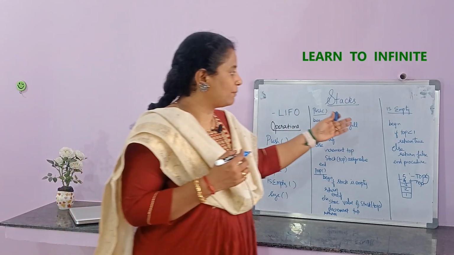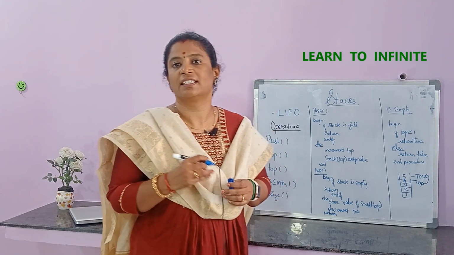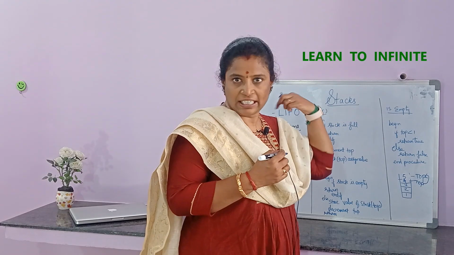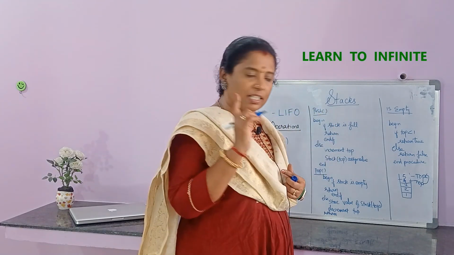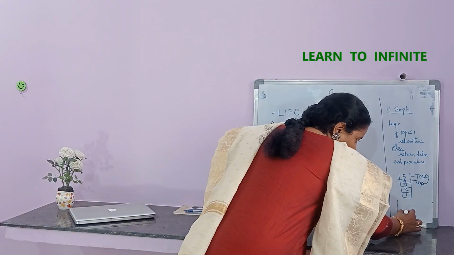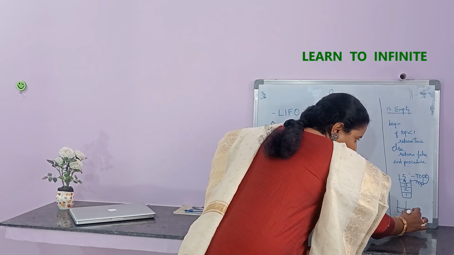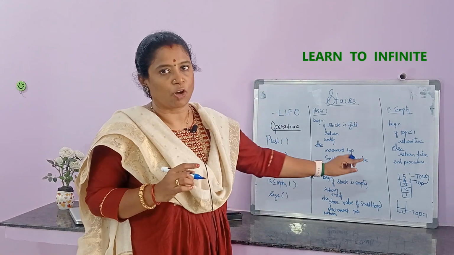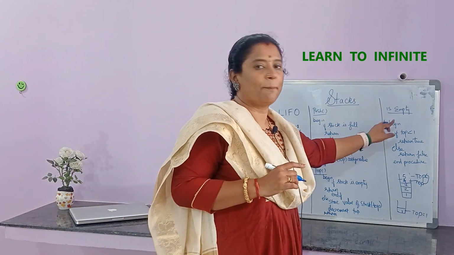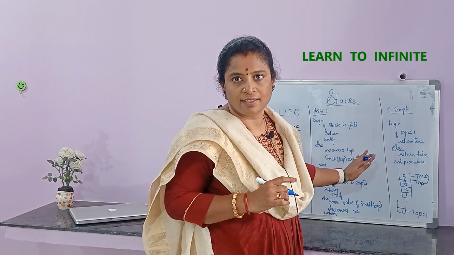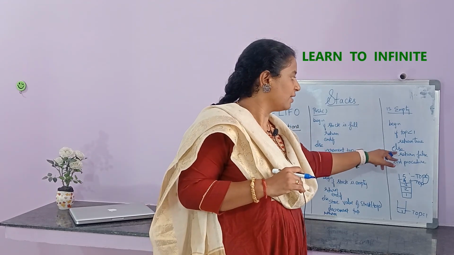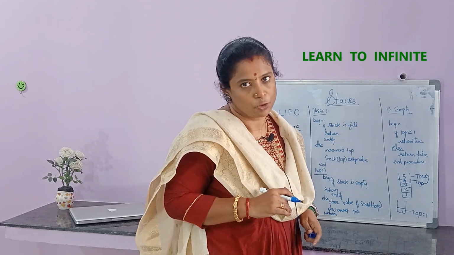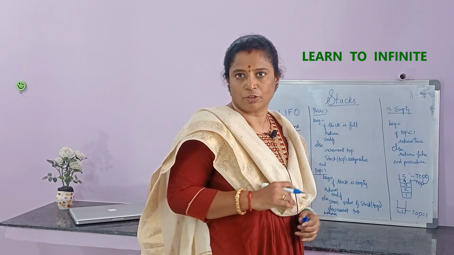And next is empty. You have to check whether the stack is empty or not. If top is less than 1, initially top will be equal to 0. If there is one element in the stack, say for example this is a stack, if you have one element in the stack, the top will be equal to 1. If there is at least one element in the stack, top will be equal to 1. If the top is less than 1, definitely the stack is going to be empty. That means return true. So isEmpty is equal to true, otherwise isEmpty is equal to false.